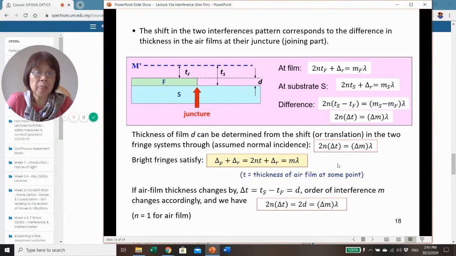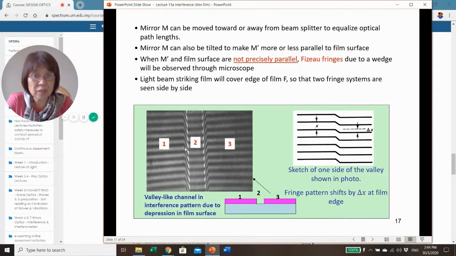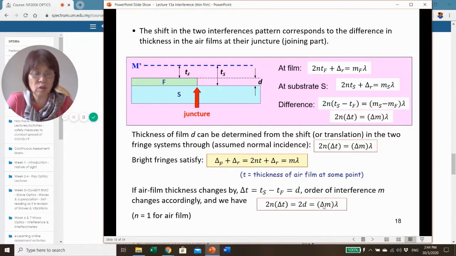And from here, we can replace n with 1, because it is in air. So therefore, we have 2D equals the shift of M multiplied by lambda. So in this case, if you follow through, there's a drop of about 2, so delta M is about 2. Of course, to be more accurate, you measure it exactly. You already know lambda, which is the wavelength of the monochromatic light that you use to illuminate this arrangement. So you should be able to find D then.